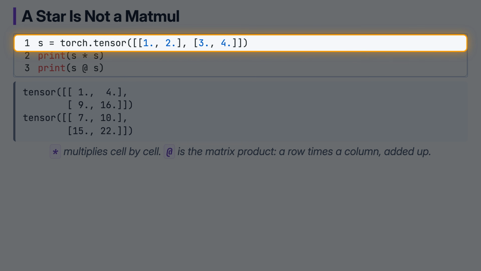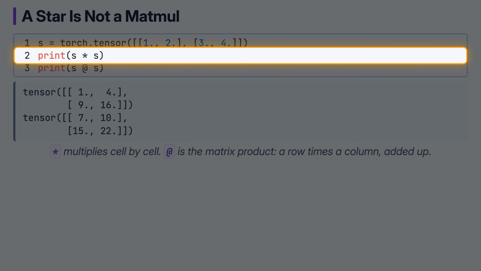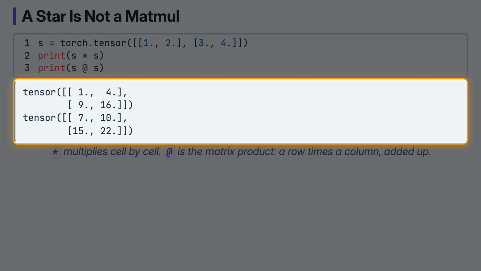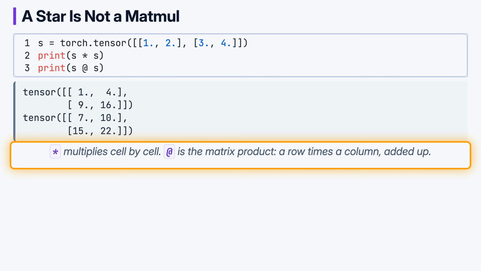One more operation, and it's the one deep learning is built on, the matrix product. Let's start with a small square, and watch the difference between two symbols. S times S with a star multiplies cell by cell, 1, 4, 9, 16. But S Matmul S with the @ sign is completely different. This is the matrix product. That 7 is row 0 times column 0, 1 times 1 plus 2 times 3. So the star multiplies cell by cell. The @ sign takes a row times a column and adds it all up.